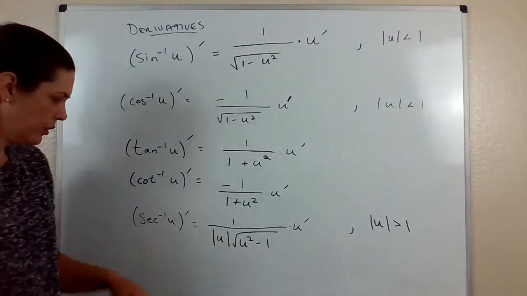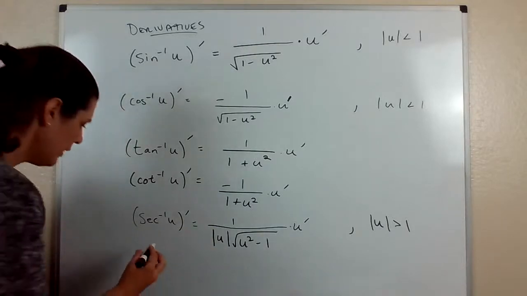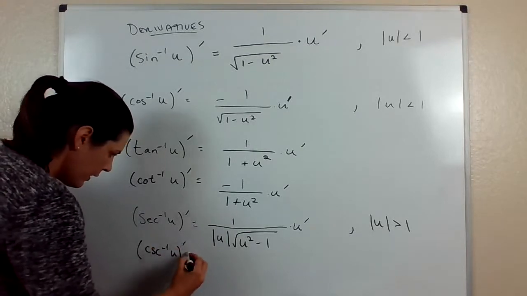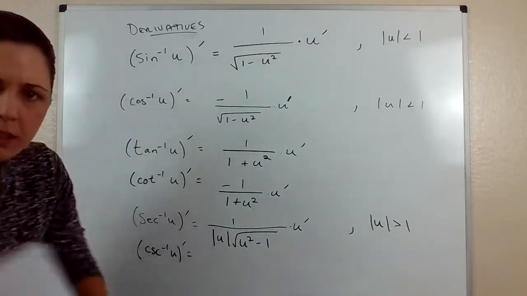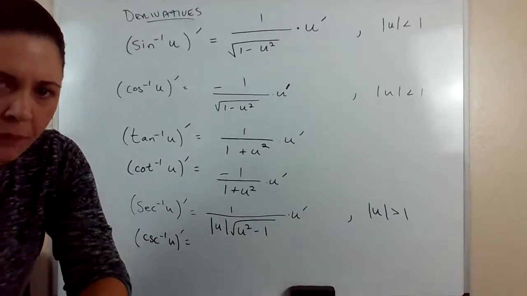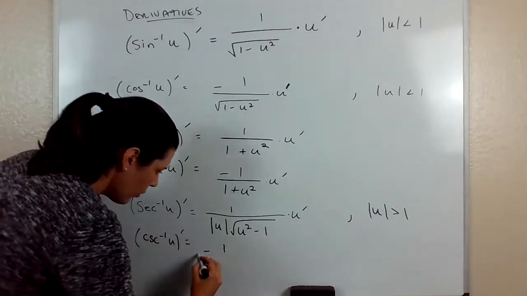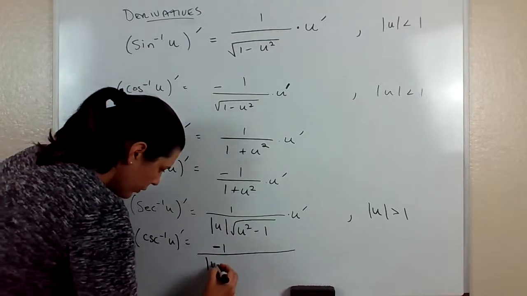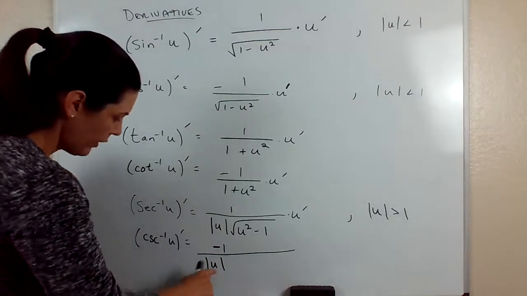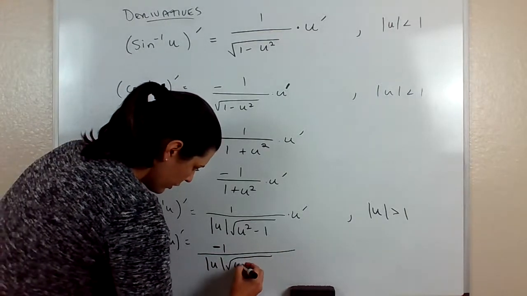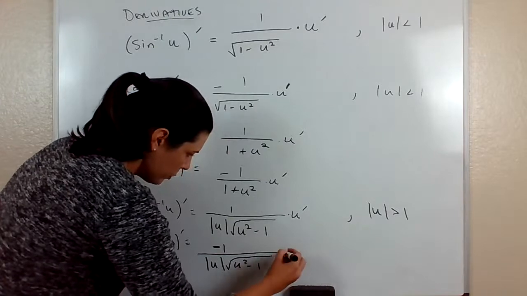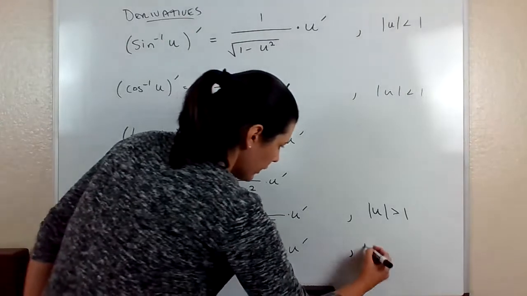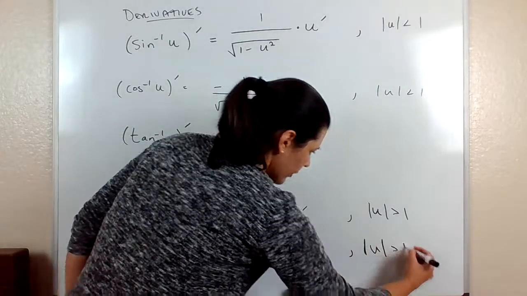And then the last answer, same thing here, but with a minus sign. So cosecant inverse's derivative is the same one with a minus sign. So let's make sure you get that in here. This is -1 over the absolute value of u times the square root of u squared minus 1, times u prime. And then same fine print: the absolute value of u is greater than 1.